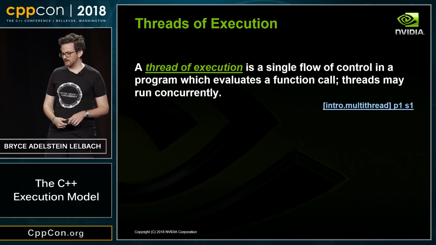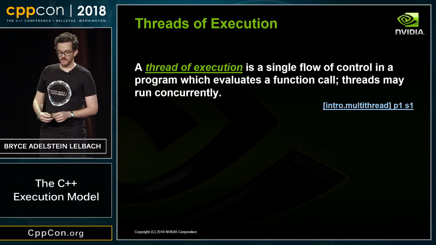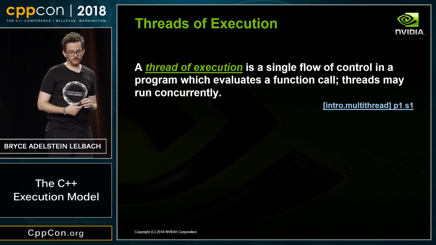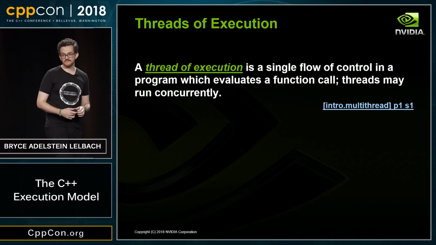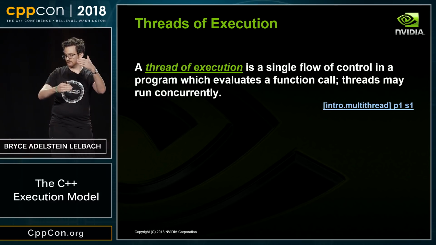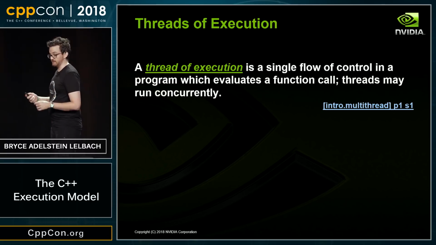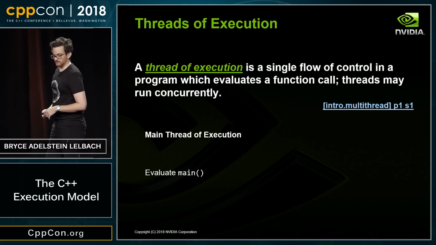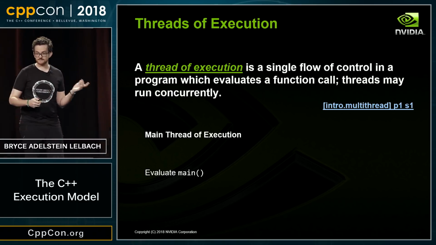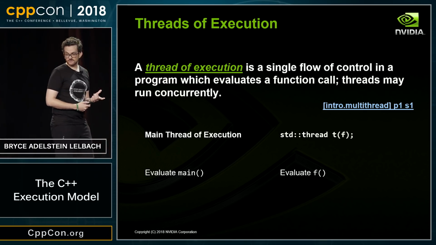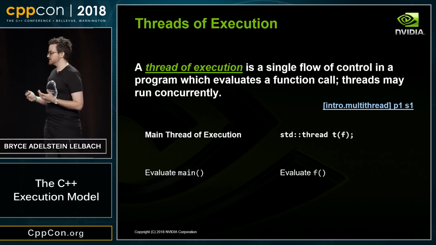So what are threads? As I mentioned before, I sort of described threads as a thing that evaluates a function. Threads of execution are a single flow of control in a program that evaluate a top-level function call and then all of the subsequent expressions within the body of that function. And threads may run concurrently. There's the main thread of execution, which all programs have, that evaluates main. And then you can create std::threads of execution, which will evaluate some function that you give them.